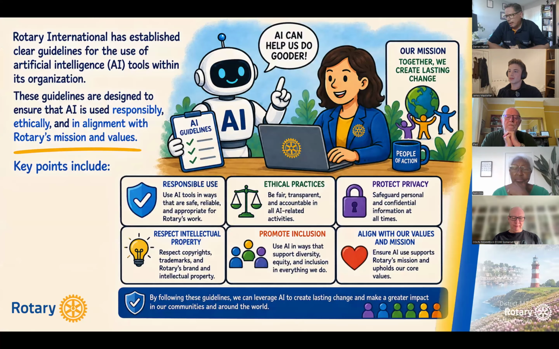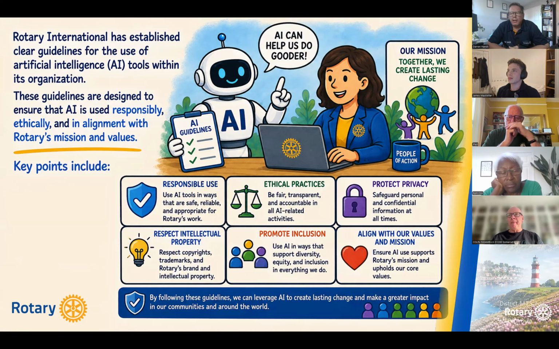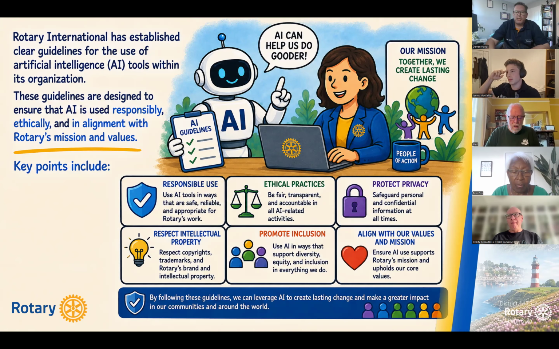As I mentioned just a second ago, RI have established some guidelines for us to use. Those of us who want to use AI technology, these can be downloaded from My Rotary. I think it's a sort of 2 or 3 page booklet. I'll make sure these slides are available at the end to everyone who's here tonight. We've just tried to summarize some of the key points. And as always with Rotary these days, they do remind us to use AI responsibly, ethically, and in alignment with Rotary's mission and values.